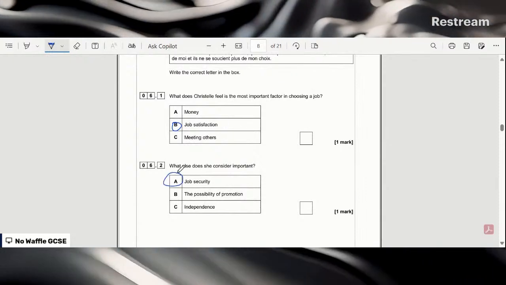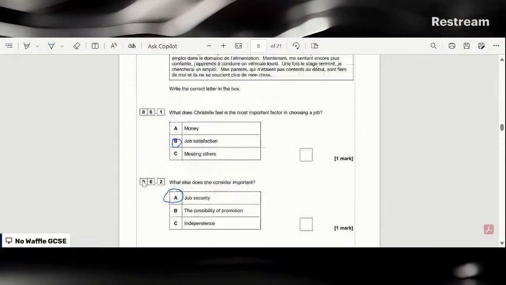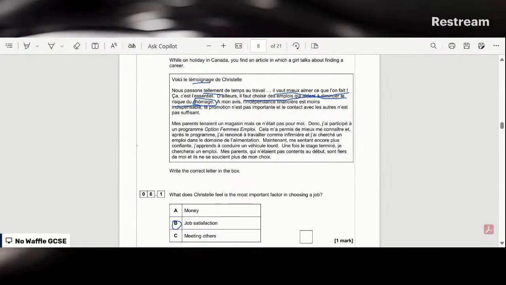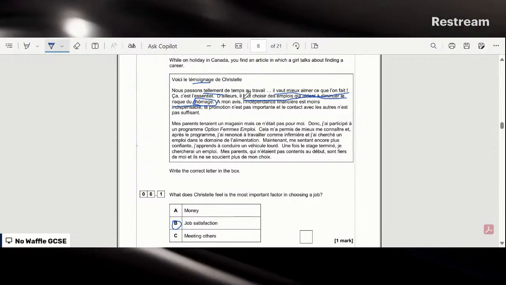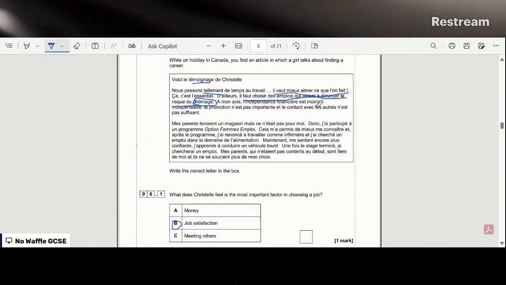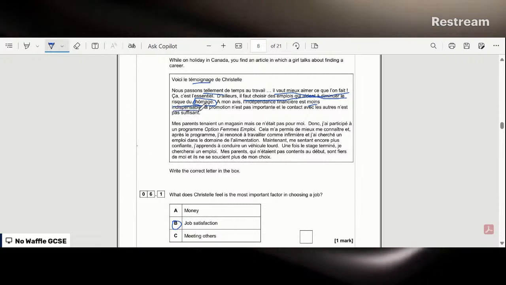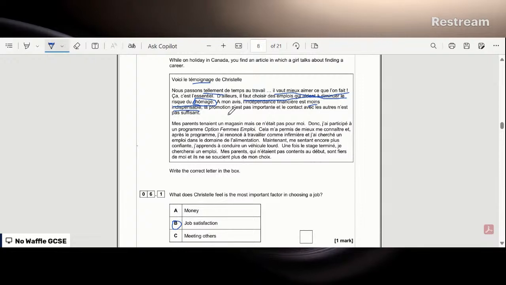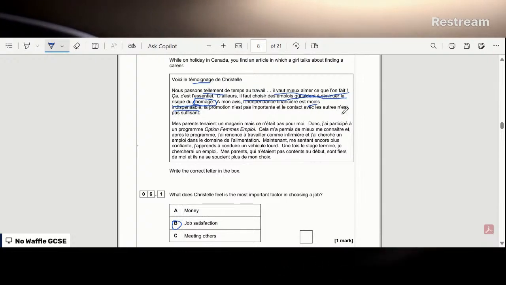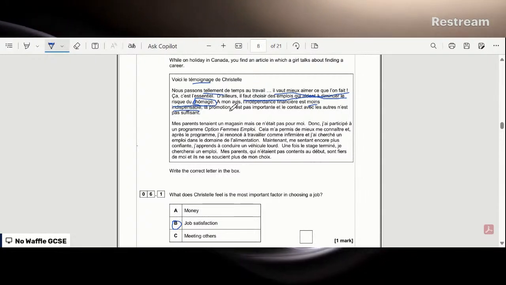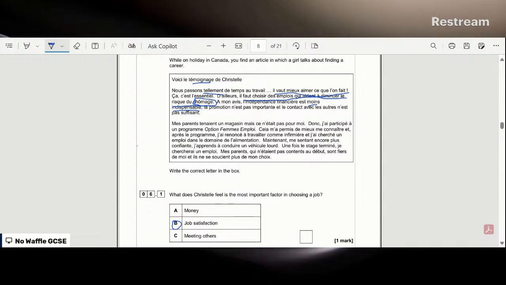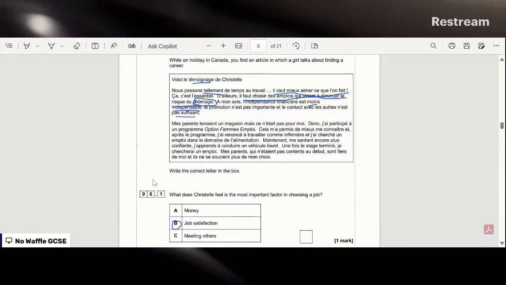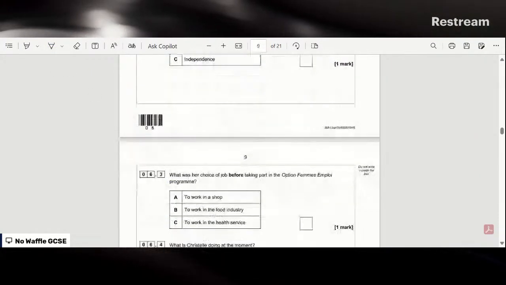But let's try and make sure that we can actually choose our answer by cancelling out the other ones so we know that they're definitely wrong. So the possibility of promotion, à mon avis, l'indépendance financière est moins indispensable. So, in my opinion, financial independence is less indispensable, less important. La promotion n'est pas important. Promotion isn't even important, et le contact avec les autres n'est pas suffisant. So the contact with other people and being social with other people is clearly not sufficient. So that proves that our answer is A.